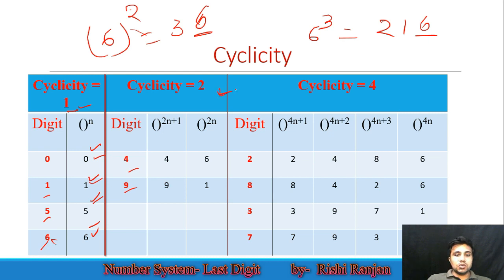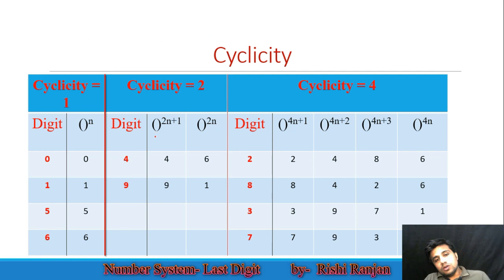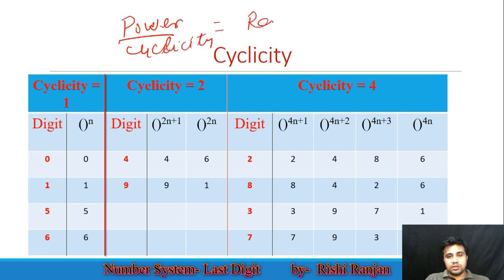Okay, cyclicity 2. For 4 and 9: remainder 1 gives 4, remainder 0 gives 6. Again, when divided by the cyclicity of 2, the power is divided by cyclicity and we find the remainder. If that remainder is 1, the answer is the first one for 4 and 9, and if the remainder is 0, the answer is the second one.